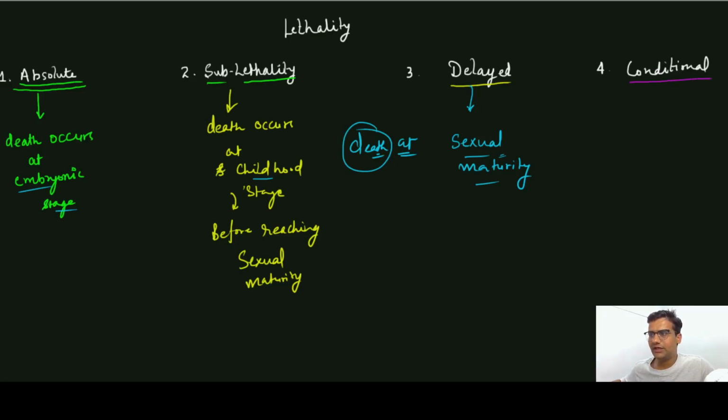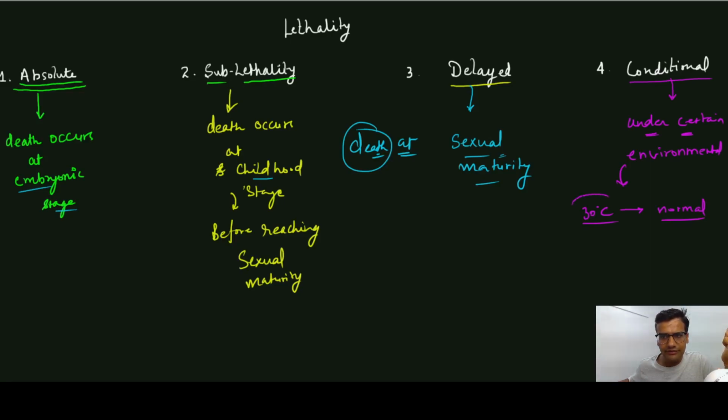The other kind of lethality is conditional lethality. Lethal alleles kill the organism under certain environmental conditions. What do we mean by certain environmental condition? For example, there is a temperature sensitive organism occurring in nature. If the temperature is set to, for example, 30 degrees Celsius, the organism behaves normally. The organism is absolutely normal.